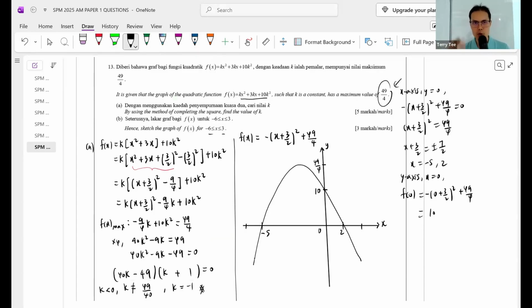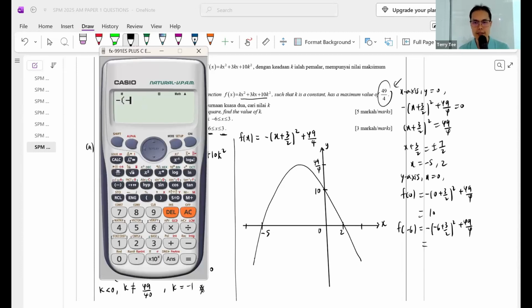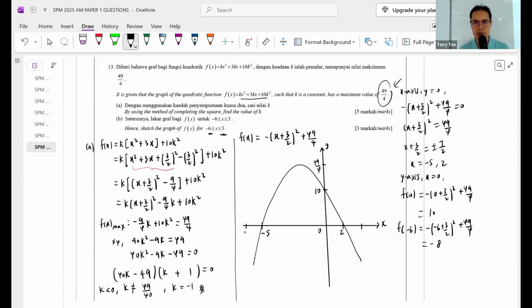When you draw a graph, you have to find and show where it cuts the x-axis and y-axis. One more: if your domain is from minus 6 to 3, and you put minus 6 inside, what would you get? Minus 6 plus 3/2 squared, minus 49/4. Calculator. You should get negative 8. So if you put negative 6 here, extend a bit lower, move it across, negative 8.